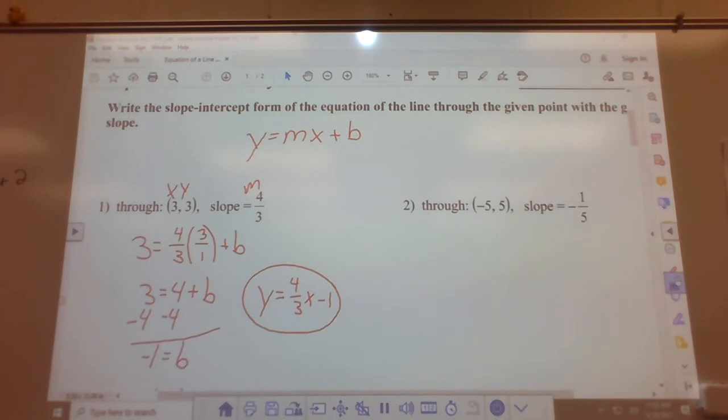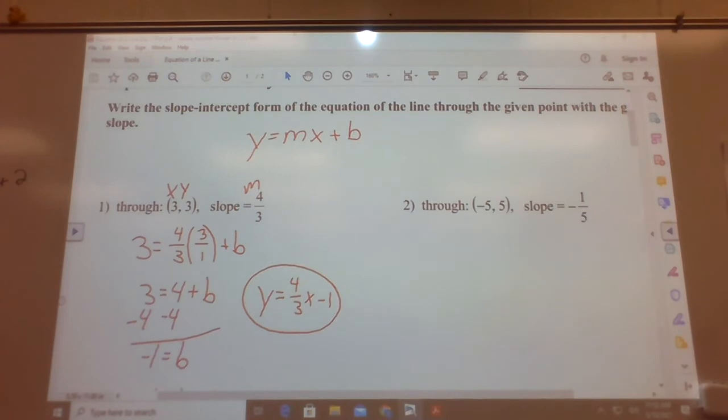So I have a point, I have a slope. I'm plugging that into my equation to figure out b. Once I know what b is, I can write my general slope-intercept form of the equation. So we'll see a couple people writing number 1. Then we'll take a look at number 2.